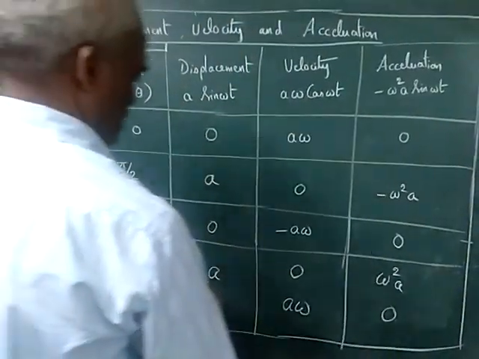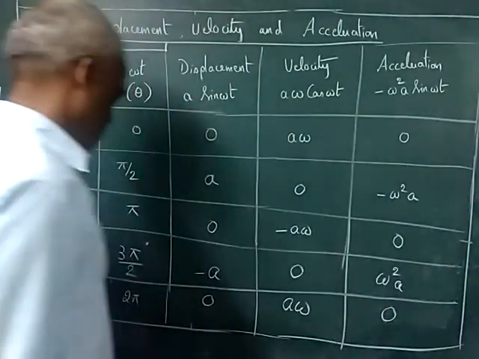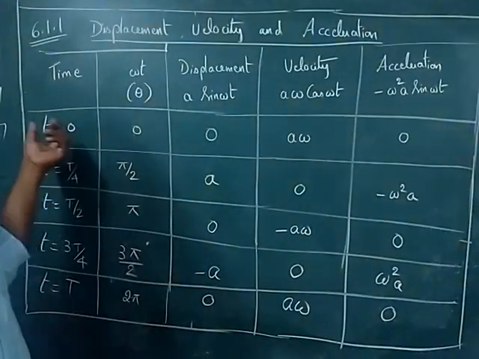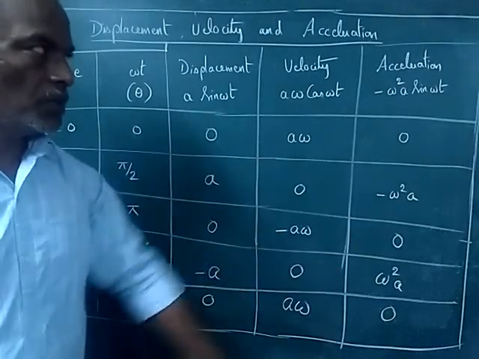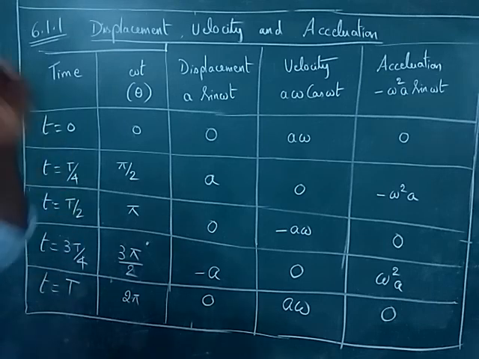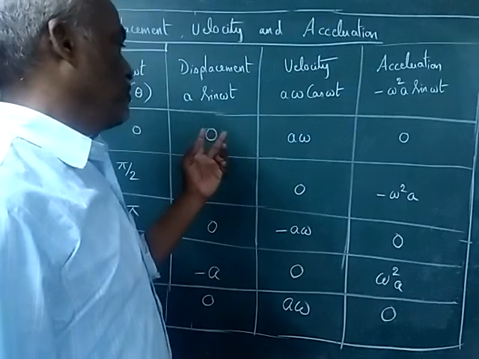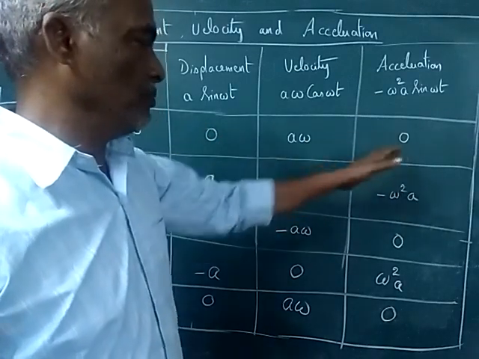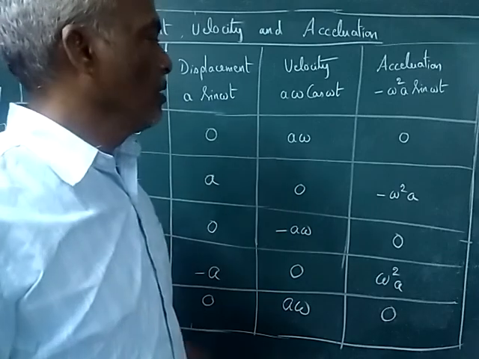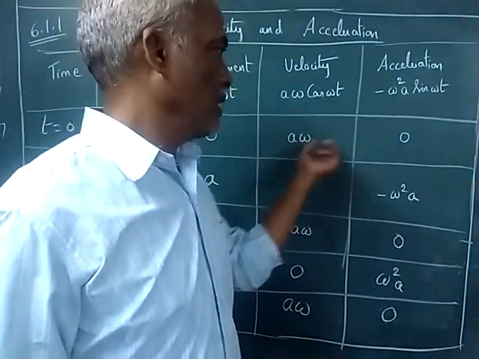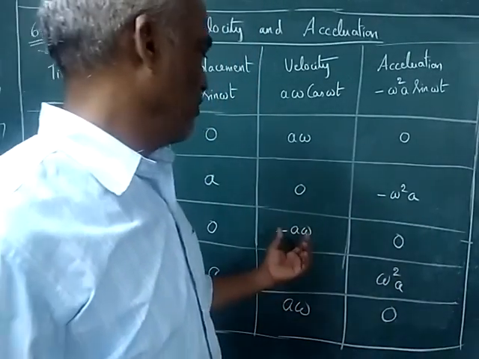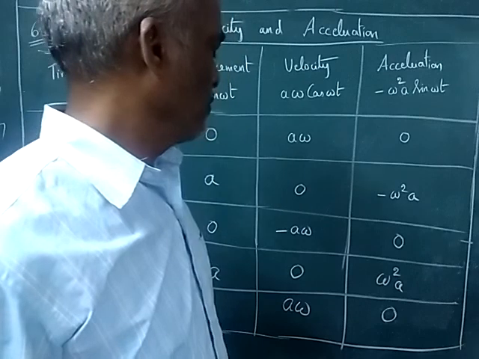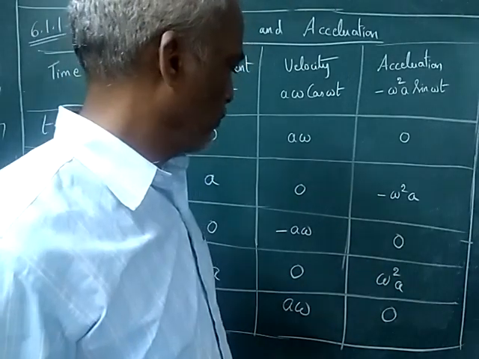If you see the last row, whatever values set t equal to 0, same values appear here also. 0, 0, a omega, 0, 0. So if you see displacement and acceleration, when velocity is a omega, these are 0. When velocity is 0, you have some acceleration. When you have velocity, acceleration is 0. When velocity is 0, you have some acceleration.